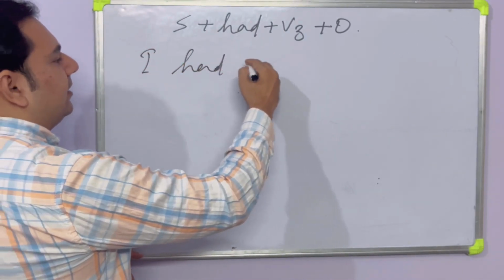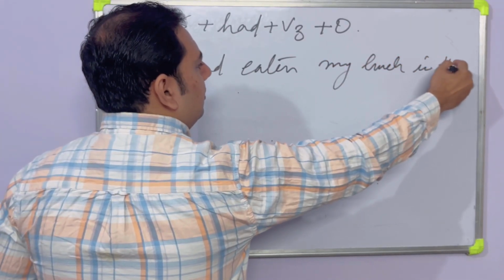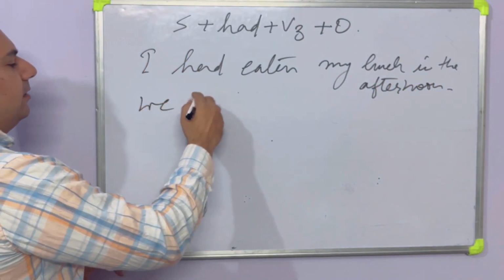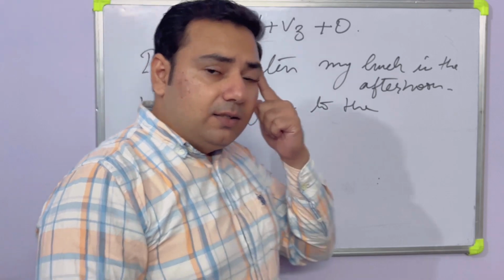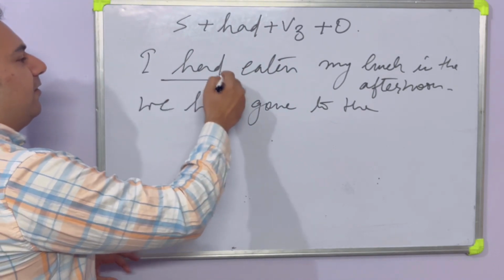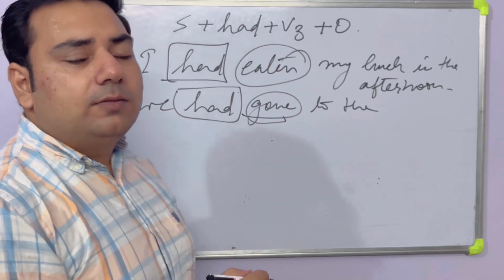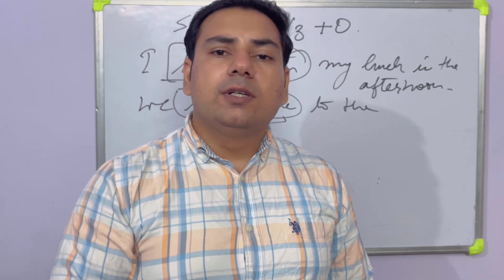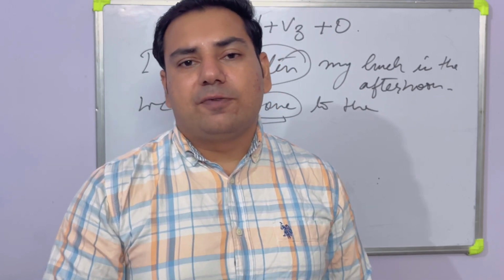I had eaten my lunch in the afternoon. Okay, I had eaten. We had gone to the theater rather than the restaurant. So this is how you can create the affirmative positive sentences. Just use had and the third form. She had broken the vase which I bought yesterday. Okay, so this is how you can create affirmative past perfect sentences.